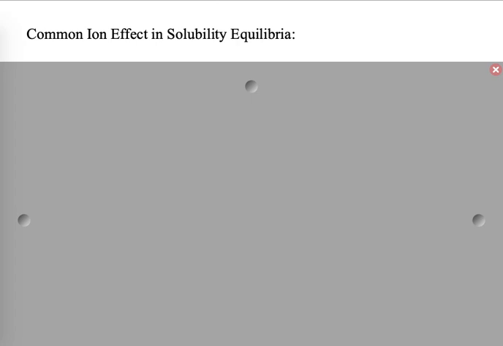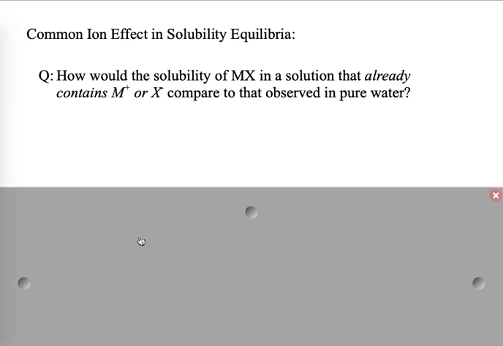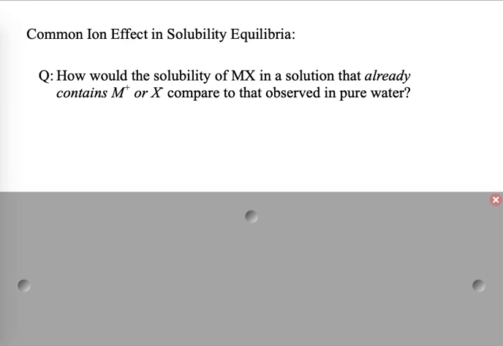So let's move on. The common ion effect. We talked about this in terms of acid-base equilibria, and we saw in chapter 15 that in the presence of a common ion, namely a product of the ionization of a weak acid or weak base, that ionization is suppressed. The equilibrium is shifted towards the reactants. So the question in this section is, how would the solubility of a salt in a solution that already contains either the cation or the anion produced compare to that we observe in pure water? Well, we would predict that the ionic compound would be less soluble.